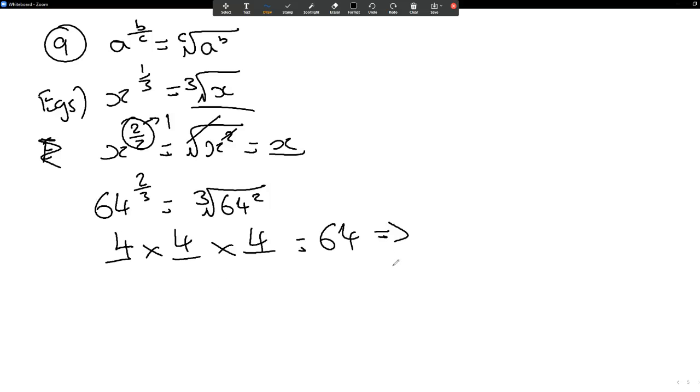So 4 times 4 is 16, and then obviously that times 4 equals 64, like that. So yeah, the answer to that is 4, and then all we have to do after that is square the 4.